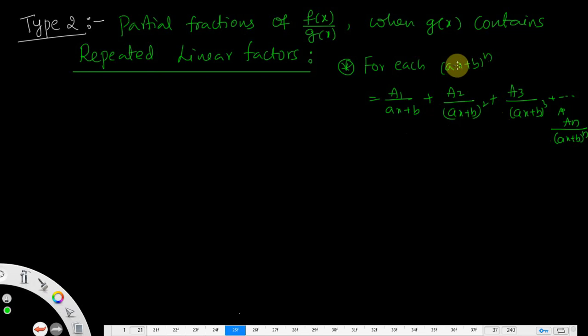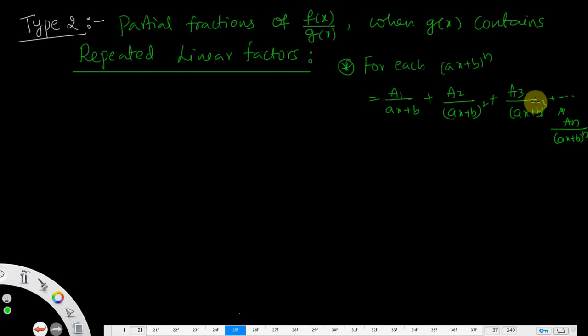Suppose ax plus b whole cube is repeated 3 times or 4 times, we can write a1 by ax plus b plus a2 by ax plus b whole square and a3 by ax plus b whole cube. If n is equal to 3, we write up to this term only. It depends on the value of n. Okay, this type of question we have to practice now.